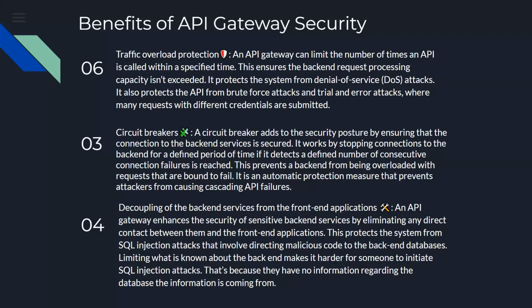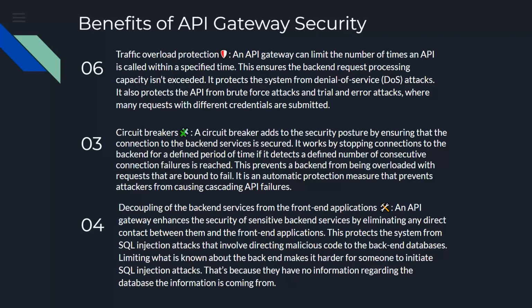Circuit breakers add to the security posture by ensuring that the connection to the backend service is secured. It works by stopping connections to the backend for a defined period of time if a number of consecutive connection failures is reached. So when you have a normal API, you can keep calling. For instance, attackers can hack through the API easily by posing different API calls, sending in different requests, which can cause circuit breaks and easily lead to DoS attacks.